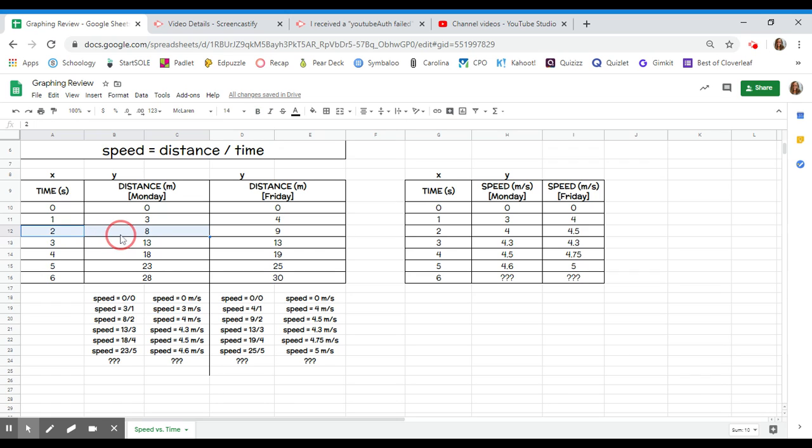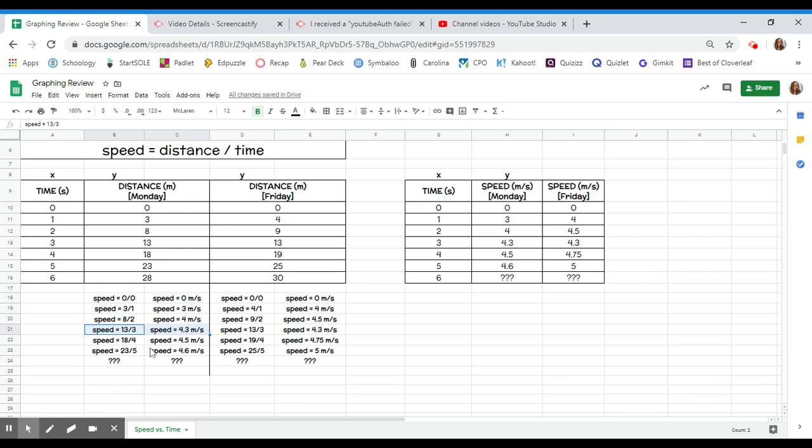Okay, so then coming down here at 2 seconds, our distance was 8, so 8 divided by 2, our speed is 4 meters per second. 8 divided by 2 equals 4. At 3 seconds, we are looking at 13 meters, so 13 divided by 3 is 4.3 meters per second.